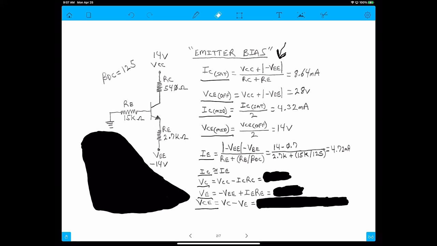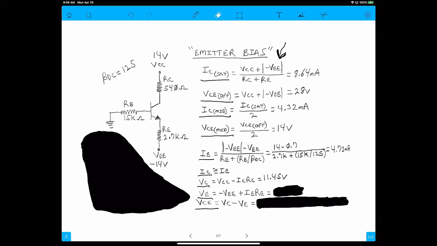So in this case, for this emitter bias circuit, our IC is going to be approximately equal to IE. So once we calculate IE, we automatically have the value for IC. Then we can come down to our VC. In this case, our VC is going to equal the VCC minus IC times RC. If we put that into our formula, we come up with 11.45 volts.